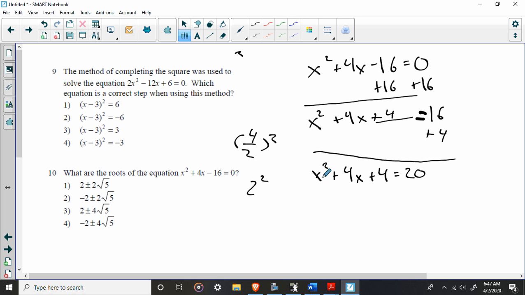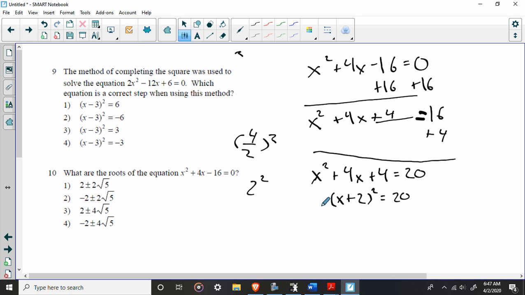Now again, we need to write this. We now know this is a perfect square. Again, you should be pretty familiar with this one. We've seen it in a bunch of problems. But again, what are we going to do? We say the square root of the first one, square root of x squared is x, the sign from the middle number, and the square root of the second one. So x plus 2 squared is equal to 20.